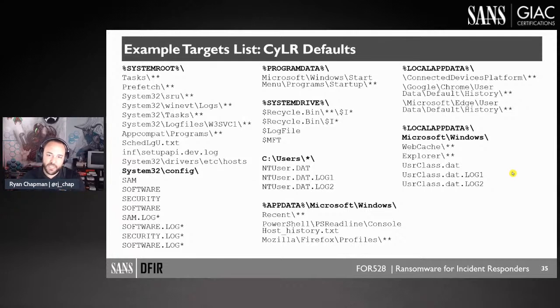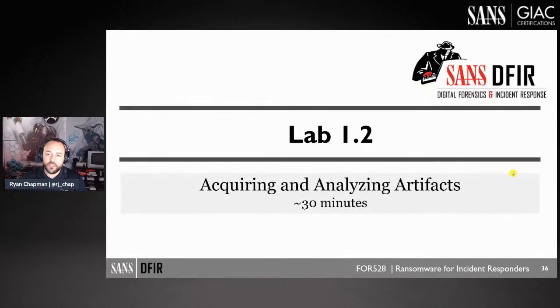So take a moment to take a look at what you see on the screen here, while I take a sip of water. These are the types of things that you want to obtain for analysis. Once you've obtained those things, well, how do you parse them? That's where Lab 1.2 comes in.